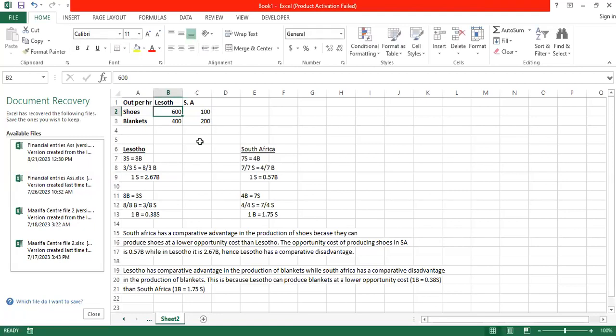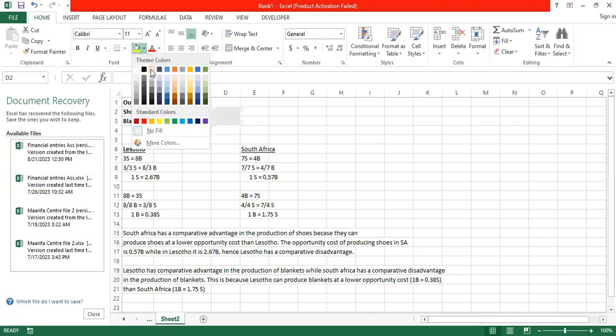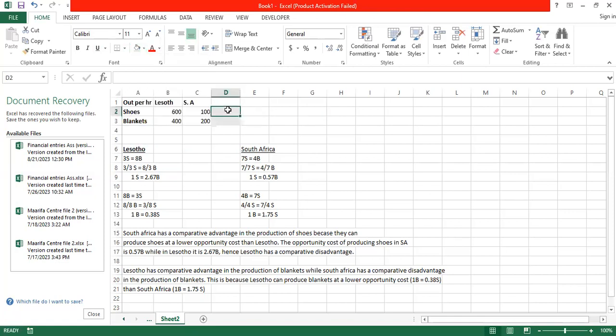So I put up 600 there, 400, and then 100 and 200. So now we want to find out how much SA gains in terms of shoes. Which means first of all, SA needs to manufacture, let me put this in gray, SA is gonna have to manufacture 600 shoes in order for them to conclude that exchange. So if they are doing 600 shoes in the ratio of 1:2, how many blankets are those 600 shoes worth?